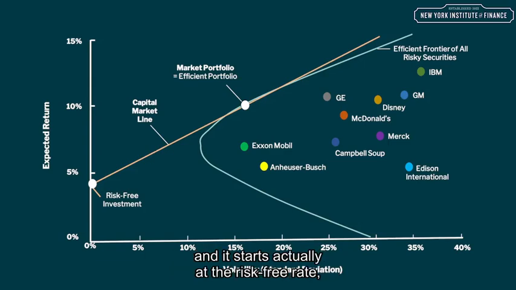And it starts actually at the risk-free rate, and it's a linear line. The efficient frontier does not take into account the risk-free rate. It only takes into account the combination of risky assets. Where the capital market line is a linear line, the efficient frontier is actually a parabola. Now, the tangent where the capital market line intersects with the efficient frontier, that is the efficient portfolio. And that's the combination of assets that's considered the market portfolio.